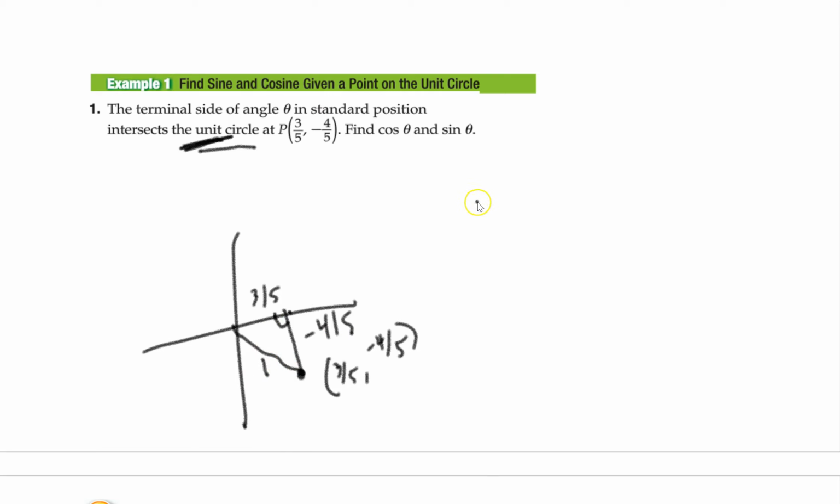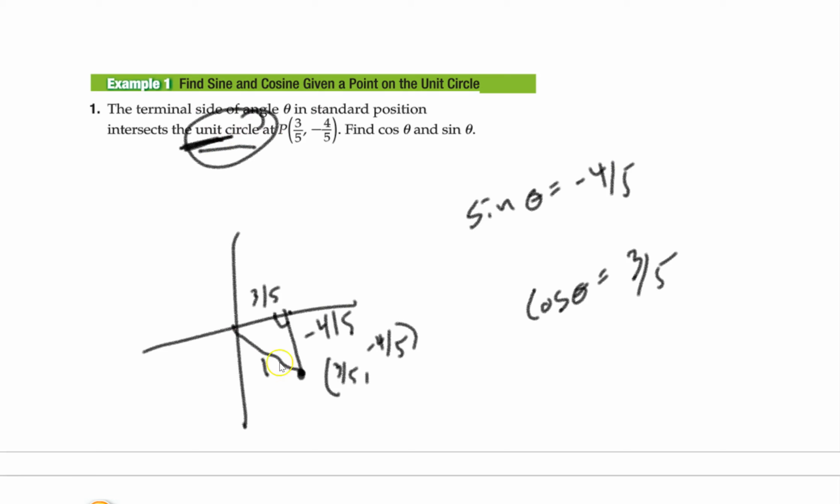So they want you to find sine and cosine. Well, sine theta is, SOHCAHTOA, opposite over hypotenuse, so -4/5. Cosine theta is adjacent over hypotenuse, so 3/5. And done. Because on a unit circle, I don't have to worry about this. Sine is the y value and cosine is the x value.